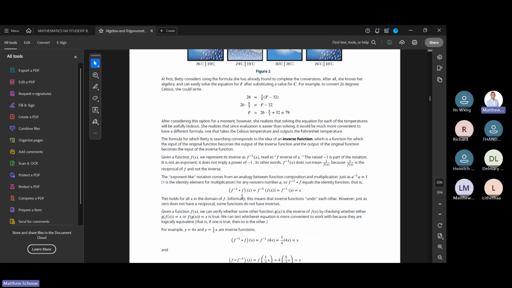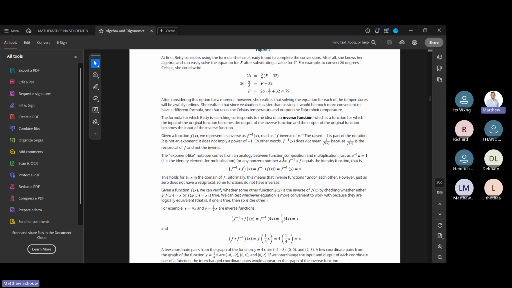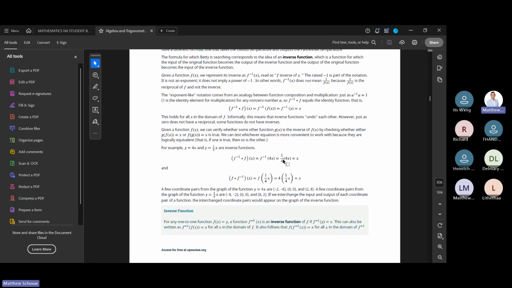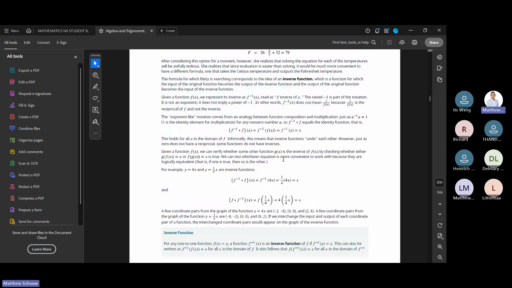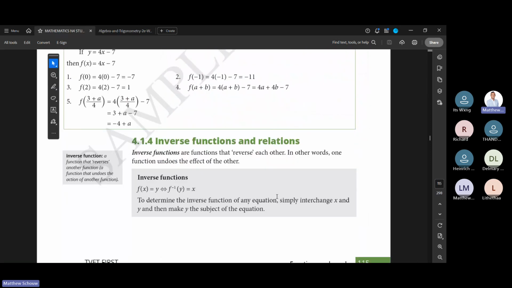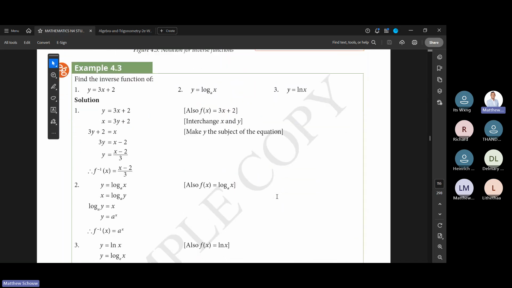The formula Betty is searching for corresponds to the idea of an inverse function, which is a function for which the input of the original formula becomes the output of the inverse, and the output of the original function becomes the input. Fairly easy to understand, right? So we algebraically manipulate it so that the input is the output and the output is the input. And then we write that as f inverse, f to the power of negative 1. So that's what that part is about, basically. Not mentioning too much.